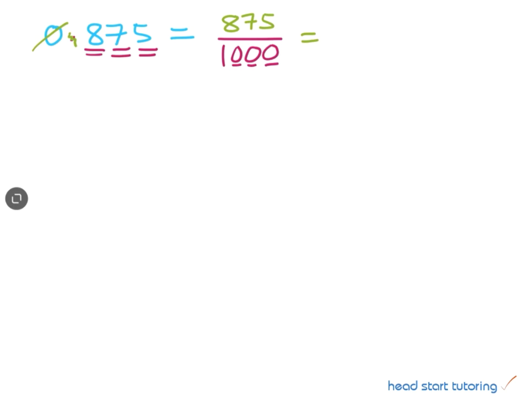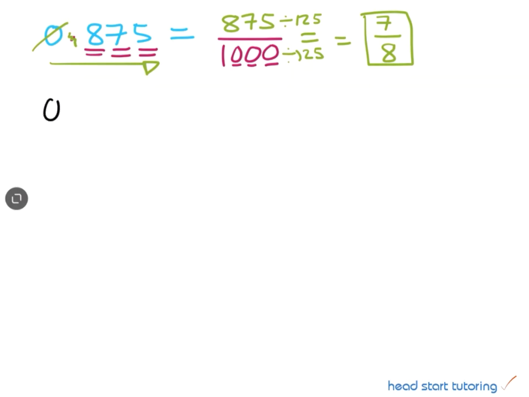Now 875 over 1,000 is the fraction for 0.875, but it is not simplified. So we need to divide 875 by 125 and 1,000 by 125. So it's 875 divided by 125, 1,000 divided by 125, and we end up with 7 over 8. So 0.875 as a simplified fraction is equal to 7/8.